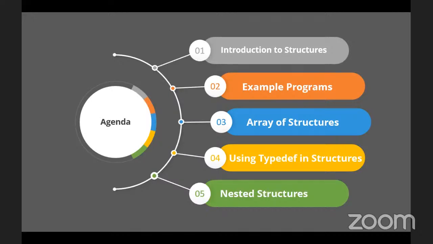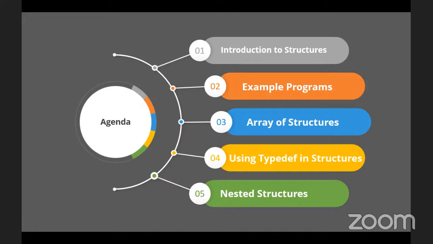Fifth one is nested structures. That means sometimes a structure should consist of another structure inside it. Like how we have used nested for loops in the two-dimensional arrays concept. Nested for loop means a for loop within another for loop. Yesterday we discussed the outer loop as well as the inner loop. That is called a nested for loop.